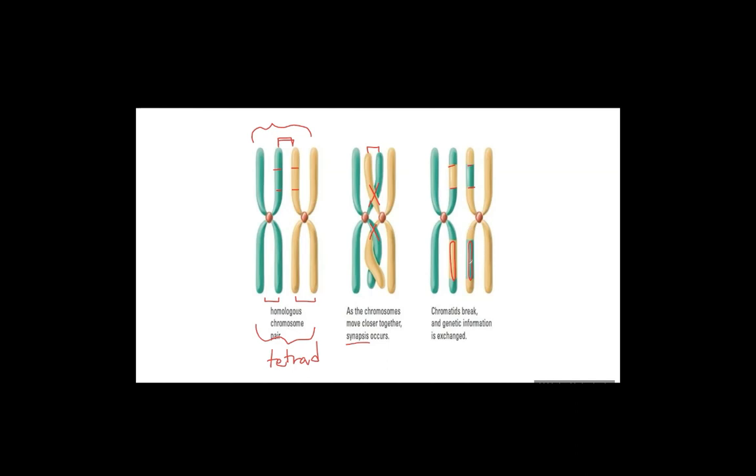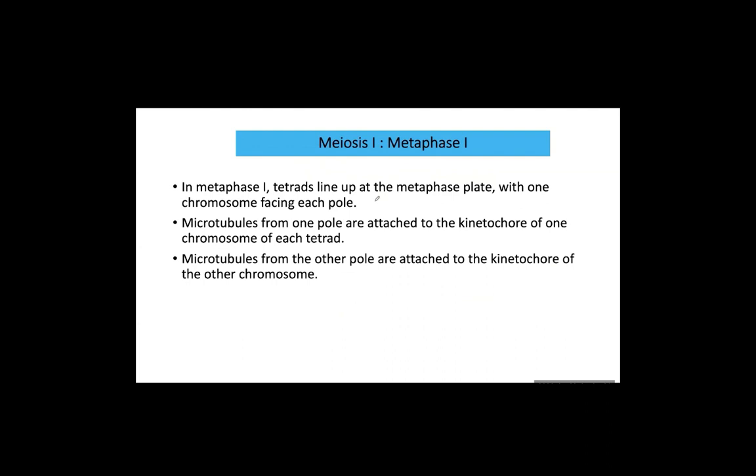This X-shaped region is the site where crossing over occurs, and we call this chiasmata, or chiasma. So this is the information written in expression.